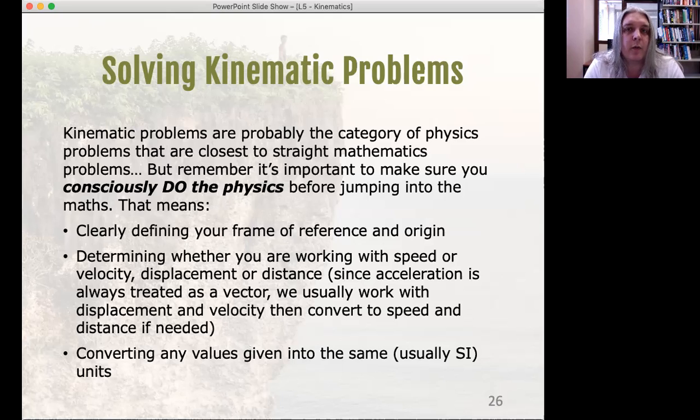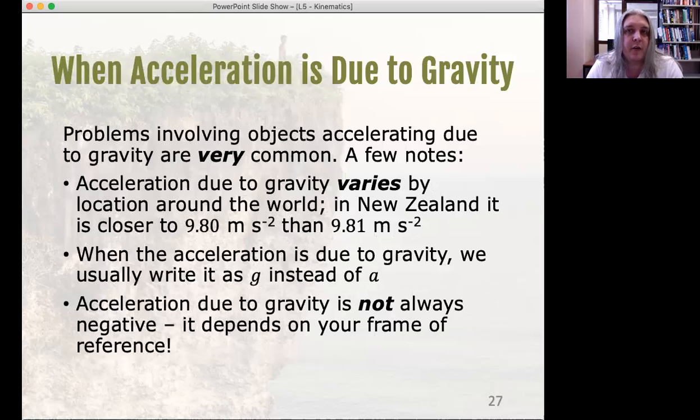And finally, always make sure you convert all your values into the same units. Usually SI units, not always, but it is preferable in most circumstances to use SI units. So with all of that information, you can then approach the problem and switch to maths mode and solve that equation. When we've got gravity as our acceleration, gravity is the most common rate of acceleration in these sorts of problems, so it's one that you'll need to get used to using.